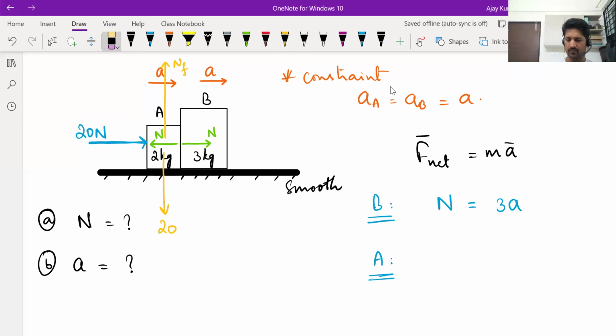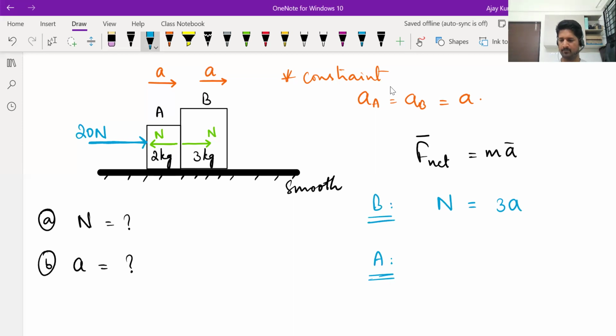Okay. Aishwarya, which way is A going to move? So towards the right. So vertical forces will cancel. Okay. Acceleration is horizontal, so vertical forces cancel. So 20 remains and N remains. Then what is the net force towards right? Or how would you write the net force towards right?